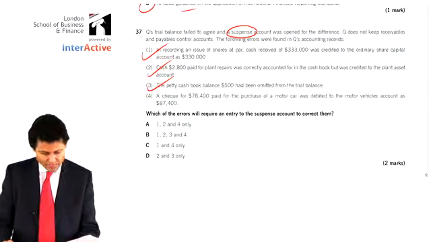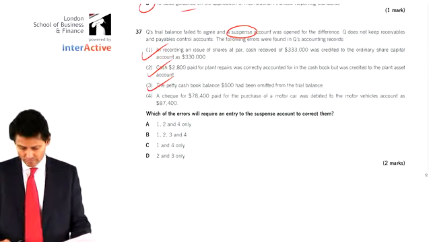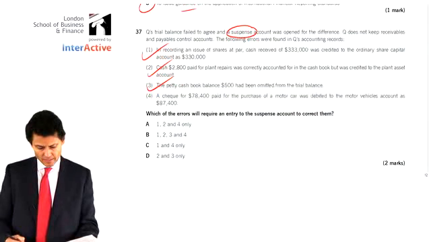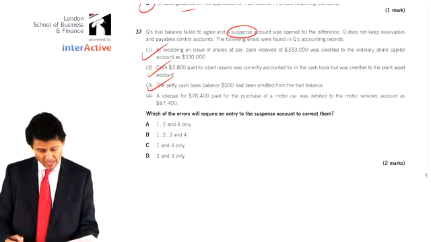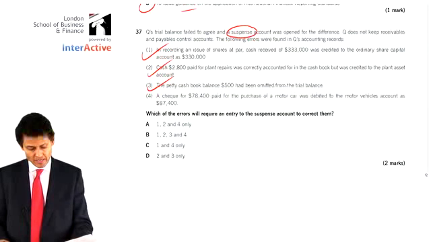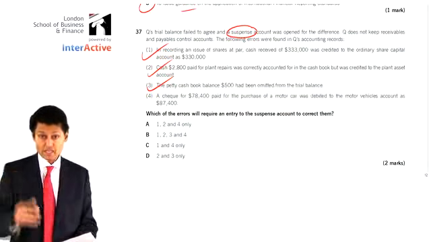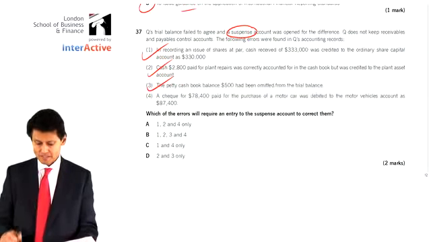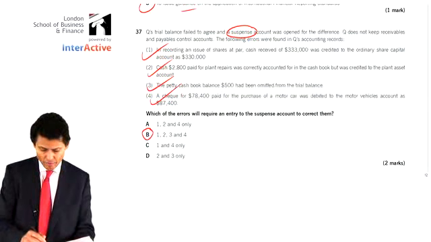A check for $78,400 paid for the purchase of a motor car was debited to the motor vehicles account as $87,400. So is that plus $9,000? So you've paid a check for $78,000, but it's gone to the motor vehicles account as $87,000. So obviously the debit side to the motor vehicles account has been overstated by 9,000. How do you make the books balance? Put something on the credit side called suspense. So most definitely the suspense is involved. So I'm going to go for something like 1, 2, 3, and 4.